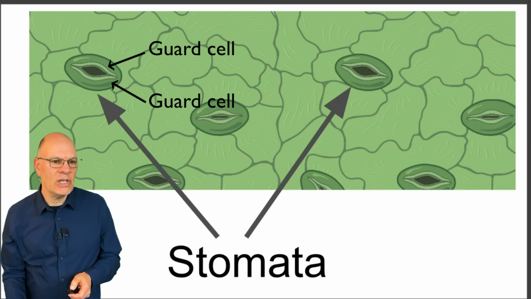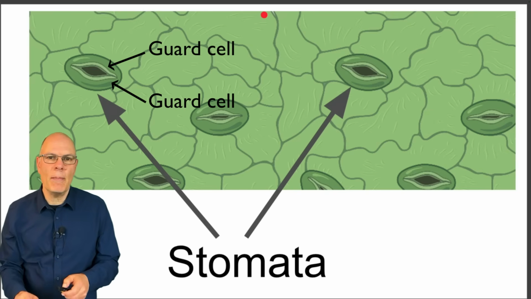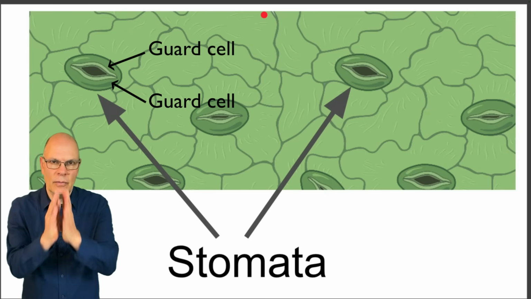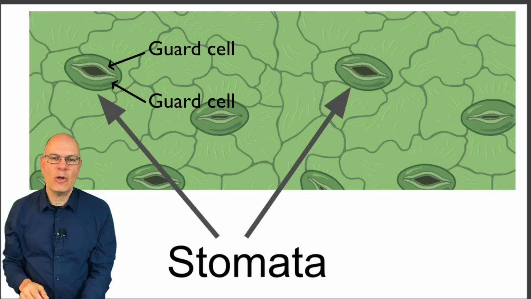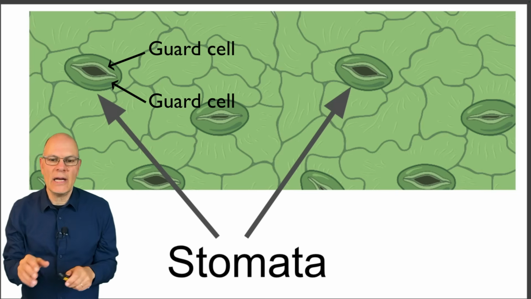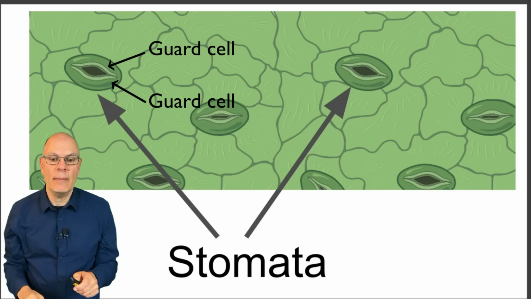Each stoma, which is singular, stomata is plural, is formed by 2 guard cells. So here's one guard cell, here's the other guard cell. And when there's sufficient water, these guard cells buckle outward like that, and that creates a pore that allows carbon dioxide to enter the leaf for photosynthesis, but also allows water vapor to escape.